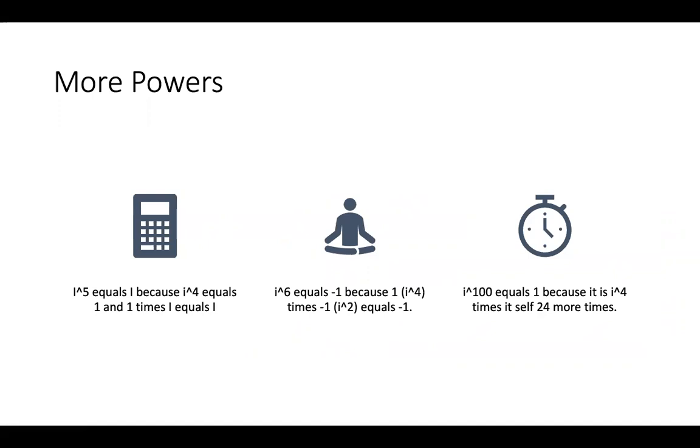And then this one's kind of interesting. i to the power of 100 also equals 1, because it is just i to the fourth multiplied by itself 25 times.